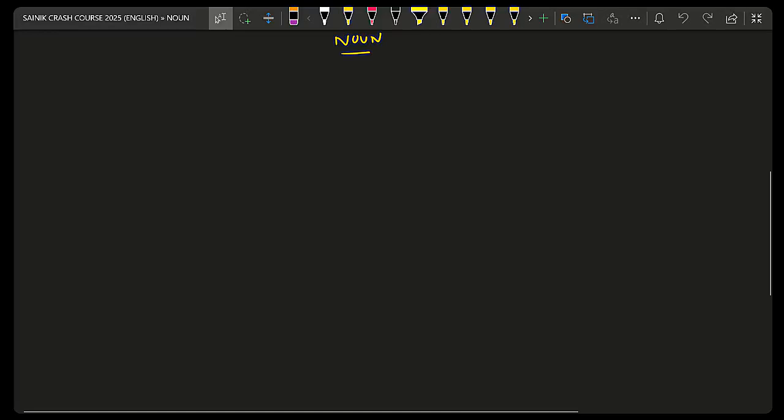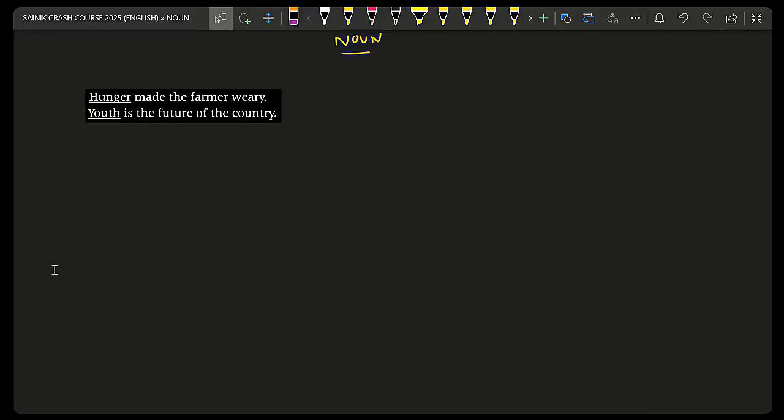I'll give you two examples for abstract noun. As you can see here, hunger made the farmer weary. Hunger means we want to eat food, but the food is not available. We feel that pain in the stomach. Hunger cannot be a physical quantity. We cannot touch or talk to it. We cannot sense it. So it's an abstract noun. Youth. Youth is the future of the country. We cannot see the youth. Youth means young people, the age of young people. So they are abstract nouns.